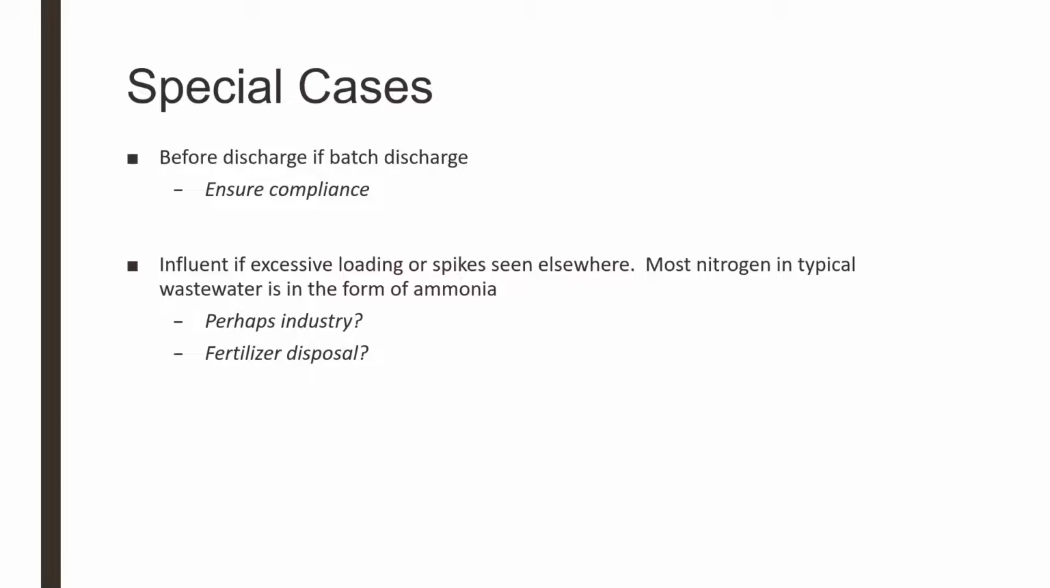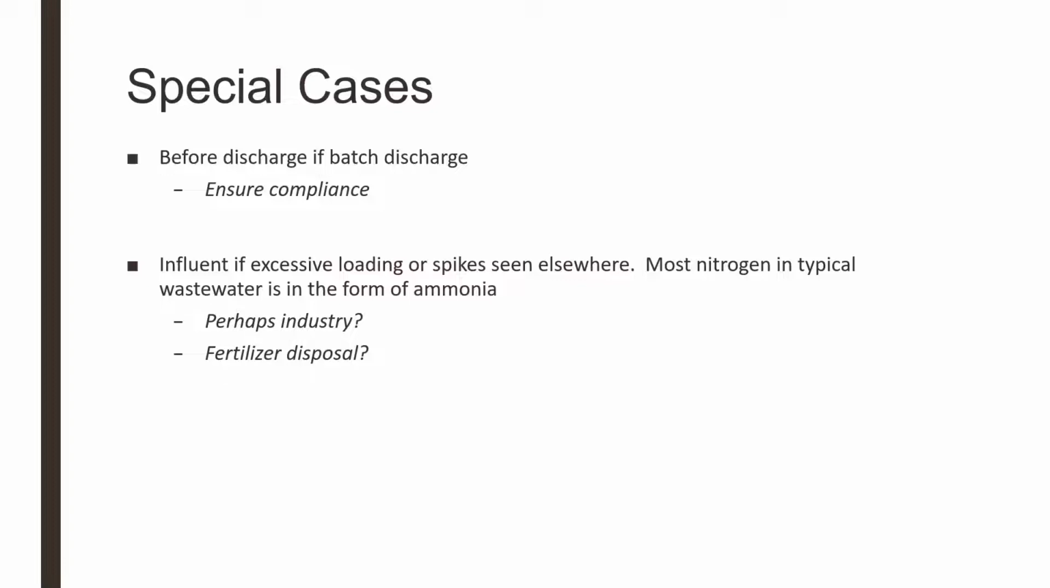Most nitrogen in typical wastewater, however, is in the form of ammonia that's coming from humans. There are some exceptions to the rule, as always. Perhaps there's an industrial discharger with high nitrates. I have seen this with some food processing. Nitrates can be used as a preservative in, for example, processed meat applications. So you could get high nitrates that way.